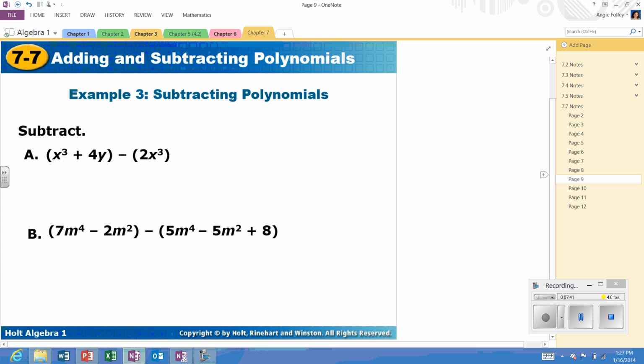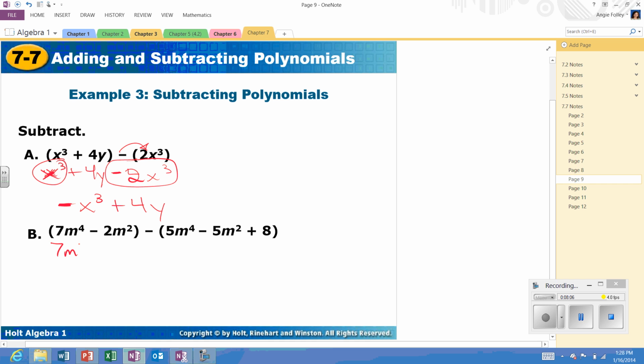So I like to rewrite mine like this when I have a subtraction. So 4y, and then I like to make this the negative of 2x cubed. So I've got x cubed plus 4y minus 2x cubed. Well, a minus 2x cubed and a positive x cubed become a minus 1x cubed, minus x cubed, same thing. And we're just left with the 4y.